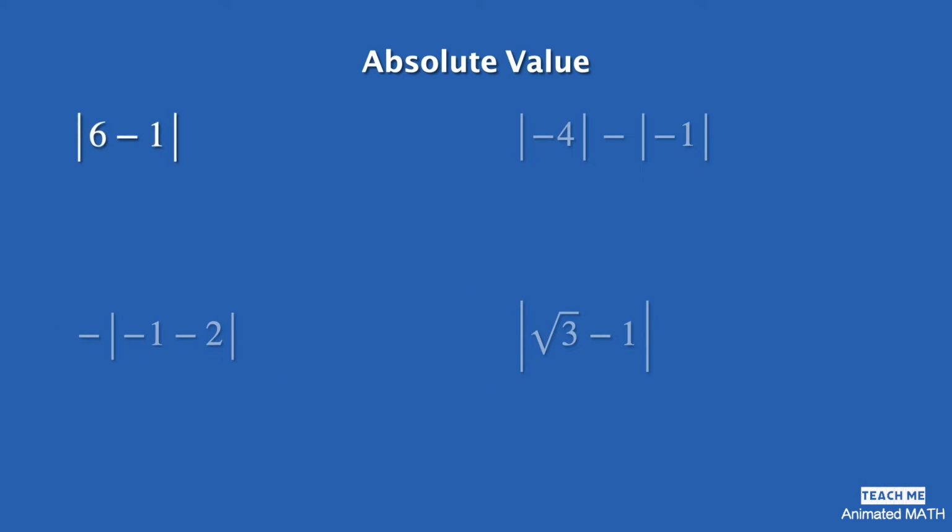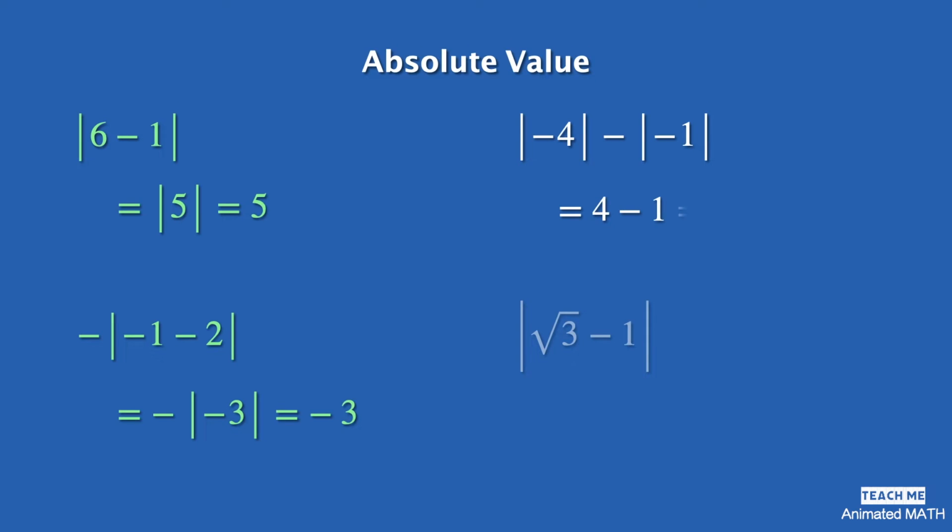The absolute value of 6 minus 1 is equal to the absolute value of 5, which is 5. The negative of the absolute value of -1 minus 2 is equal to the negative of the absolute value of -3. This is -3. The absolute value of -4 minus the absolute value of -1 is equal to 4 minus 1, which is 3.